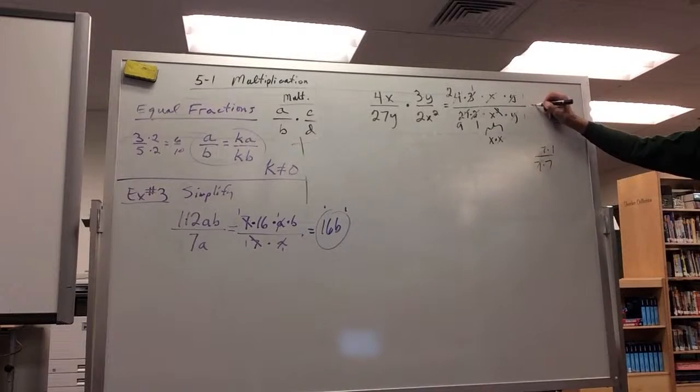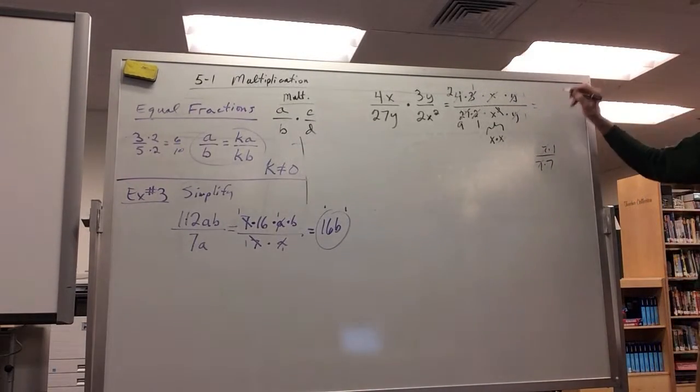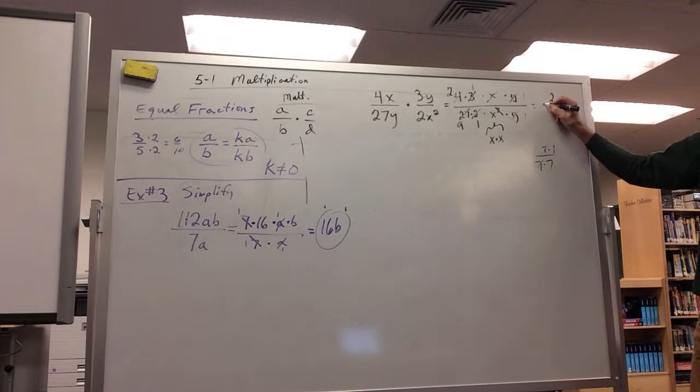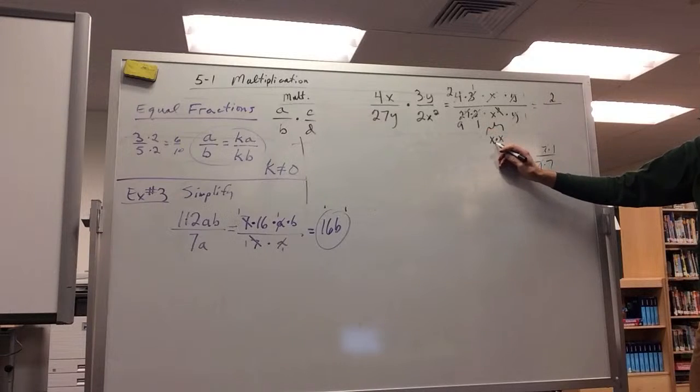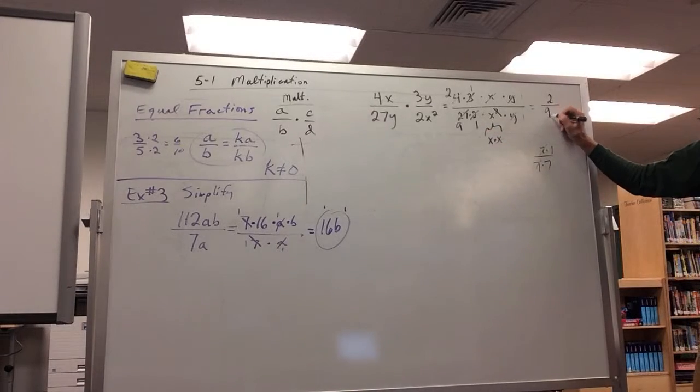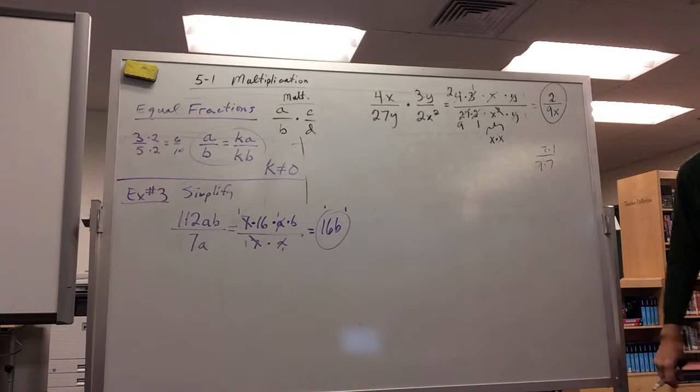So then we take the whole mess and we look at it. We've got 2 times 1 and 1 and 1. This is just 2 on the top. And then on the bottom we have 9 times 1, which is 1, times x, which is 9x. So 2 over 9x.